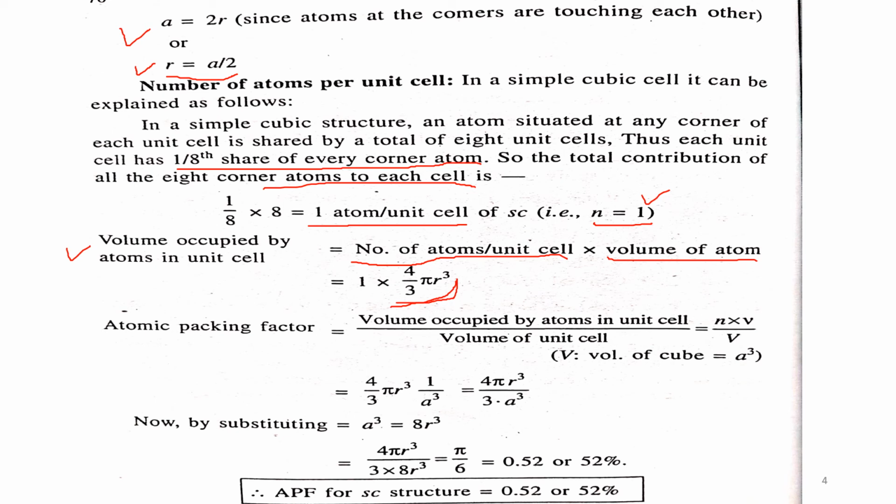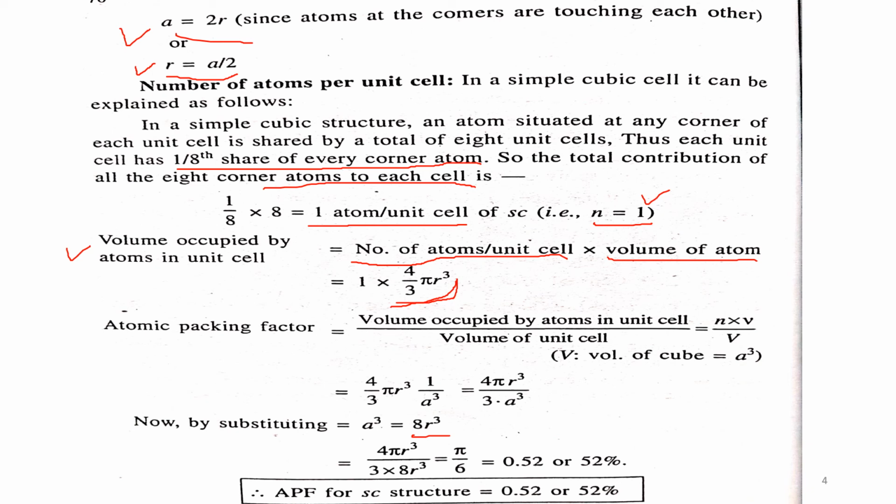Therefore, the atomic packing factor is equal to the volume occupied by the atoms in the unit cell divided by the volume of the unit cell. Therefore, 4 by 3 pi r cube into 1 upon a cube is equal to 4 pi r cube divided by 3 into a cube. Now, by substituting a is equal to what? a is 2r. Therefore, a cube is equal to 2r cube, and 2r cube means 8r cube. Therefore, a cube is equal to 8r cube.